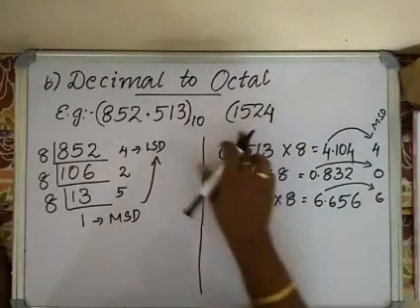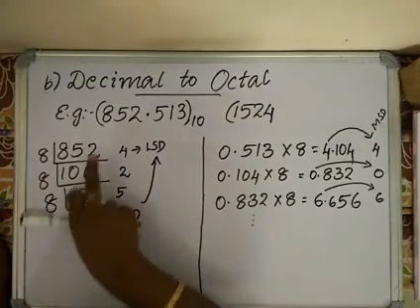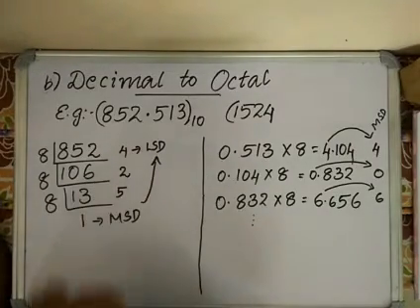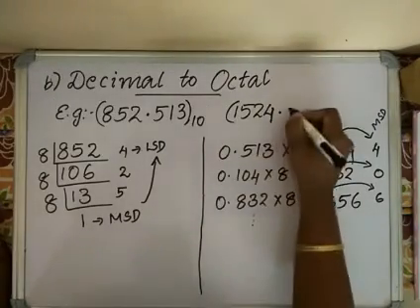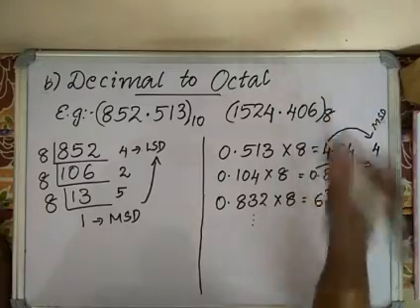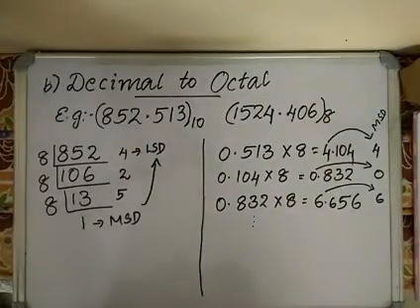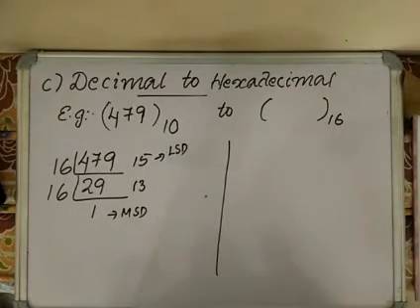So the answer will be 1524 representing the integer part of the given decimal number, and for the fractional part it is 0.406. Okay.